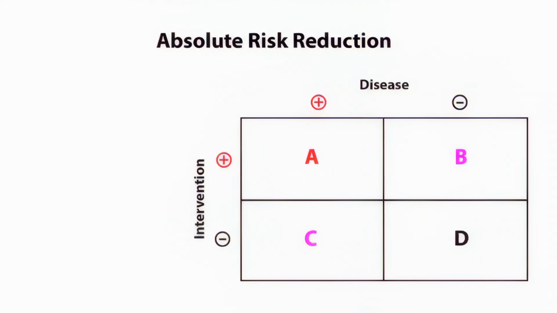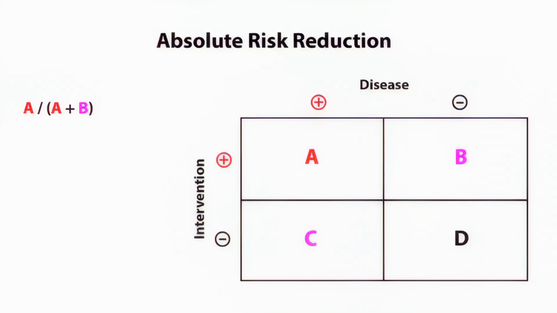Now, let's take a second to talk about absolute risk reduction. The absolute risk reduction equation looks a lot like the equation for attributable risk, but instead of looking at how much a risk factor increases the risk for disease, we're looking at how much a beneficial intervention will decrease the risk of the disease.